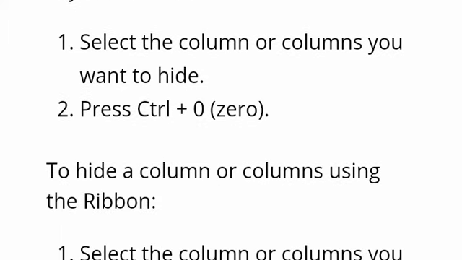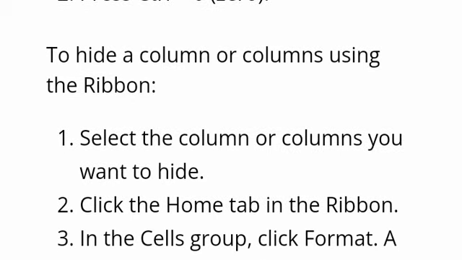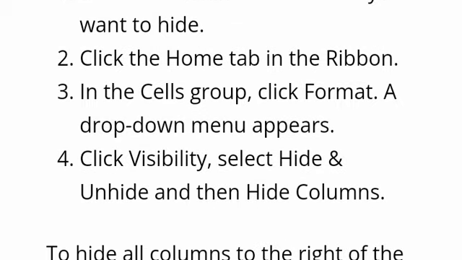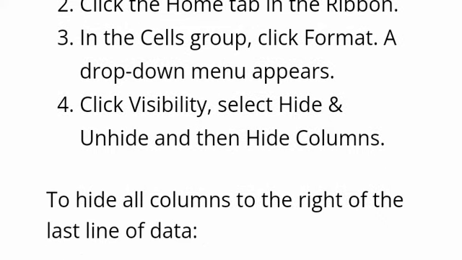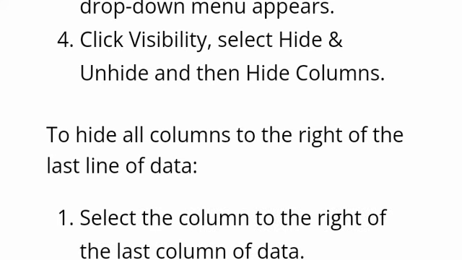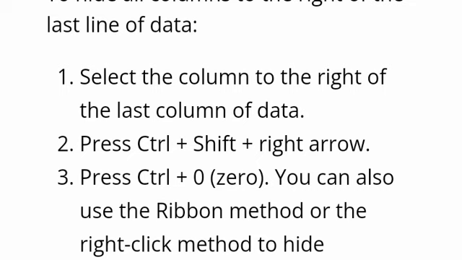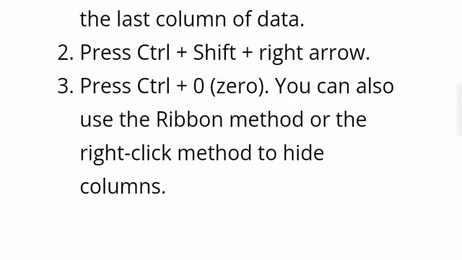To hide a column or columns using the ribbon, select the column or columns you want to hide. Click the Home tab in the ribbon. In the Cells group, click Format. A drop-down menu appears. Click Visibility, select Hide and Unhide, then Hide Columns. To hide all columns to the right of the last column of data, select the column to the right of the last column of data. Press Ctrl plus Shift plus right arrow. Press Ctrl plus 0. You can also use the ribbon method or the right-click method to hide the columns.